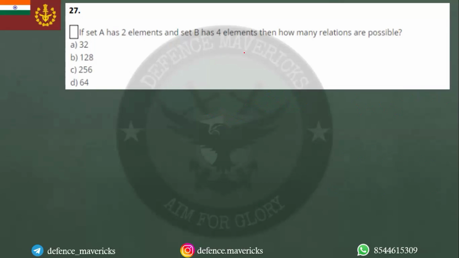So if set A has 2 elements, B has 4, how many relations are possible? We already saw it should be 2 power mn. So from set A to B, subsets कितने होंगे? See, subsets will be, अच्छा चलो, tell this in the comment section कि how many subsets are possible for A.